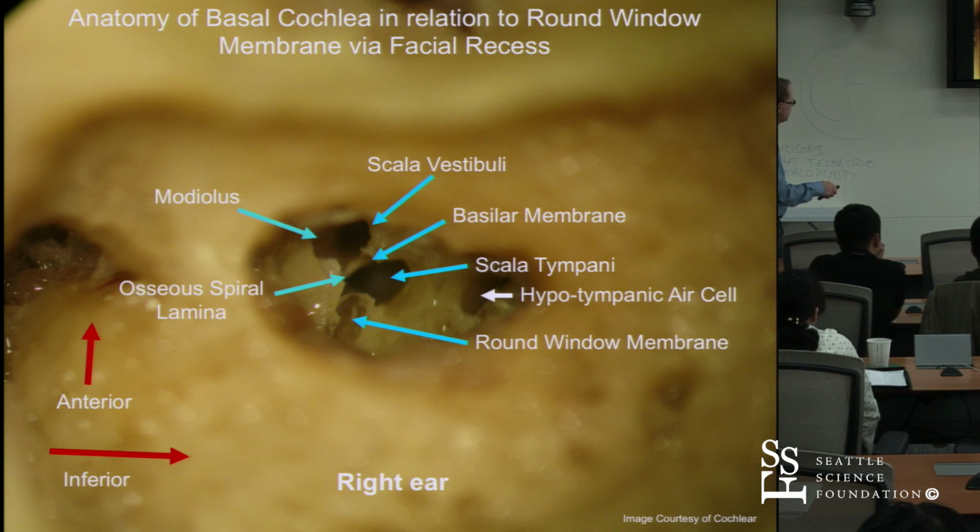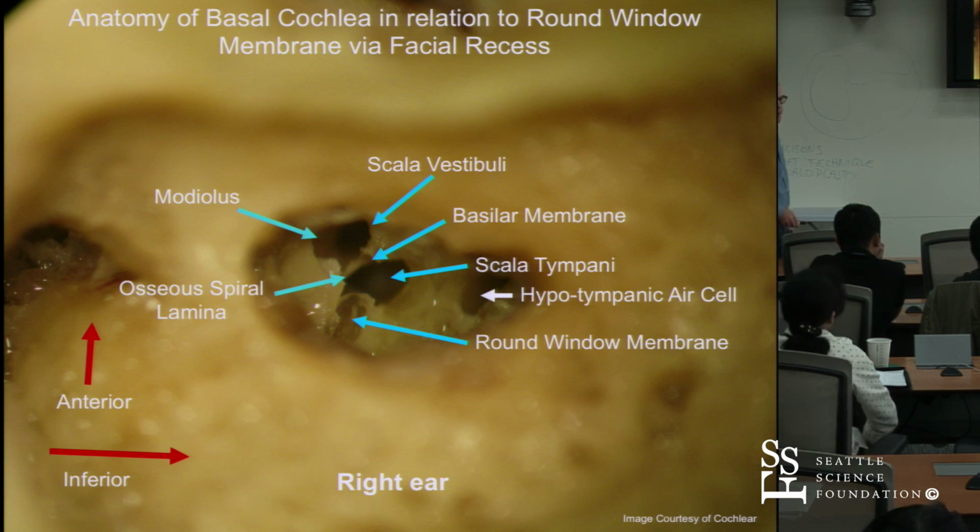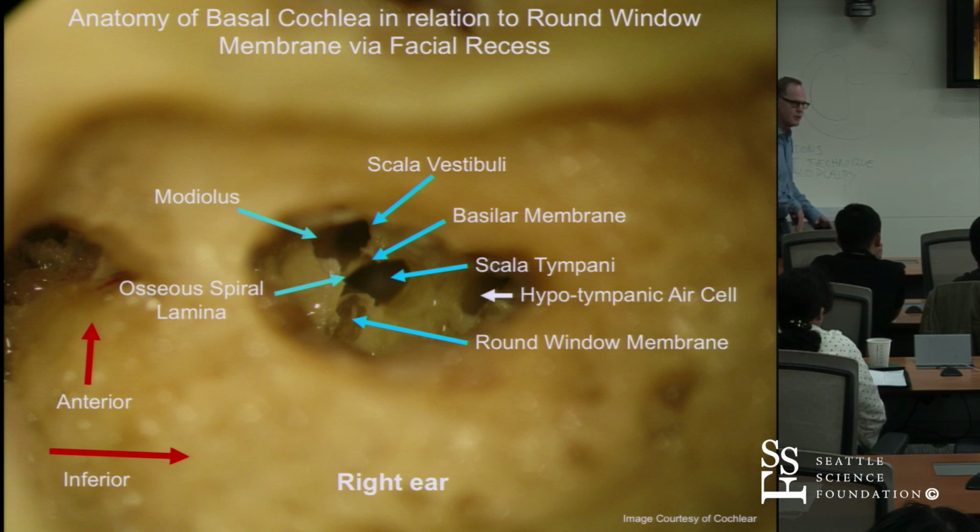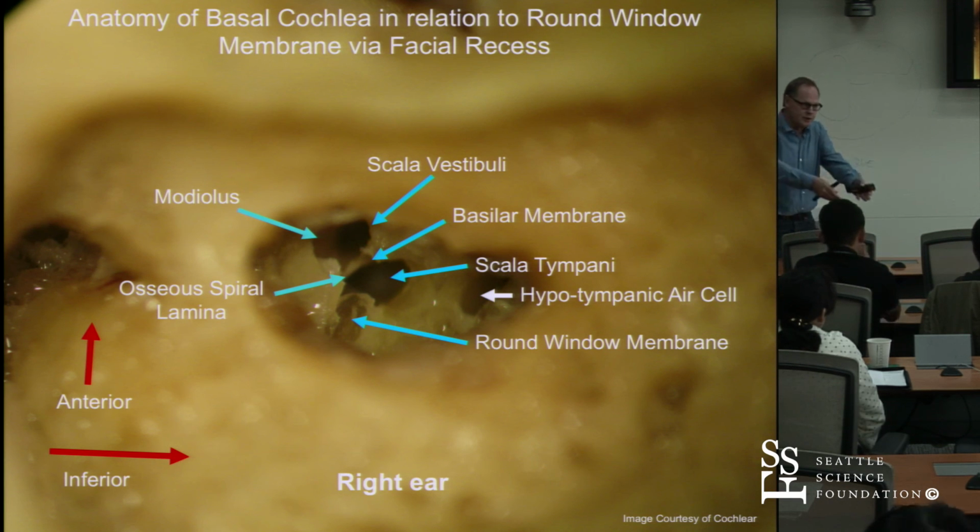These are air cells. It's possible to make a mistake and think you're putting the electrode in the cochlea, but you instead put it into the hypotympanic air cells. So this is a possible mistake. So what I'd like you to do in the lab is after you put your implant in, take it out, and then open up your cochlea so you can study this anatomy.